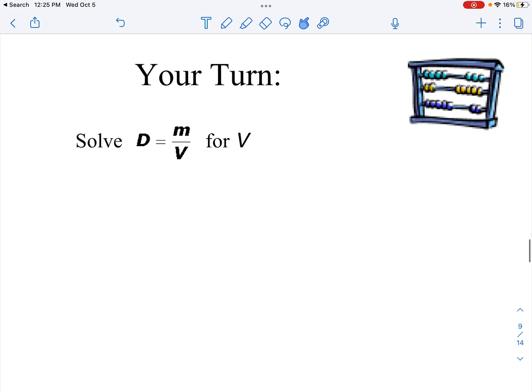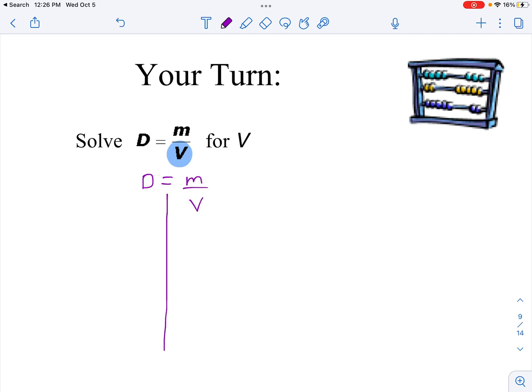Here's another example for you to try on your own. So go ahead and pause the video, see if you can get V by itself, and then unpause to check your answer. This one is tricky. The reason it's tricky is because they want you to solve for V, but V is in the denominator. So how are we going to get M on the other side of the equation? Well, I'll show you. So what we have is D equals M over V.